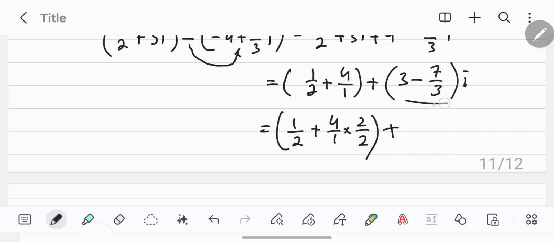Okay, because 1 multiplied by 2 is 2. Similarly, do the same thing with this one. Here we have 3 by 1. So we should make the common denominator. What will I do? Because here the denominator is 3, I will multiply this with 3 and divide with 3. Minus 7 by 3 iota. Okay.